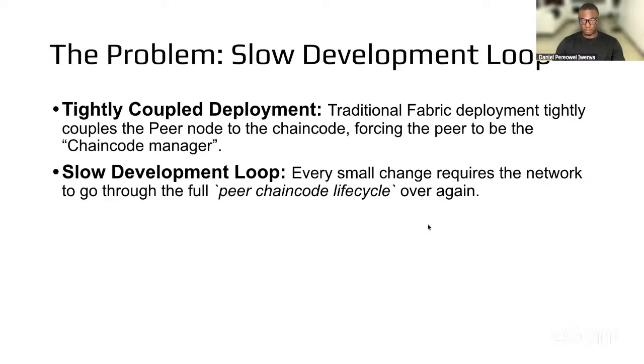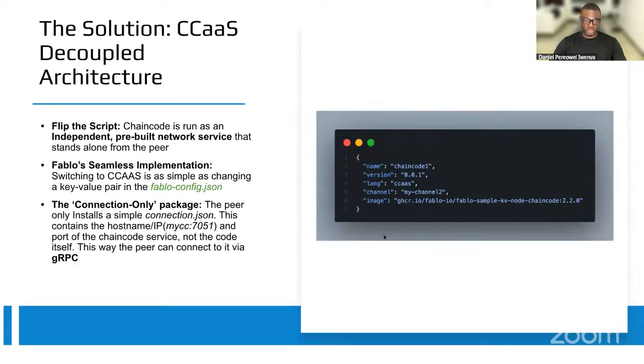And the solution that Chaincode-as-a-Service brings is that the chaincode now runs as an independent network service that stands alone from the peer. Moving from the traditional tightly coupled deployment to just running as an independent service is an easy change in terms of user experience. You just have to make changes to your Fablo config JSON, switching the language from a specific programming language to the tag Chaincode-as-a-Service, or CCaaS, and specifying an image instead of using from source.